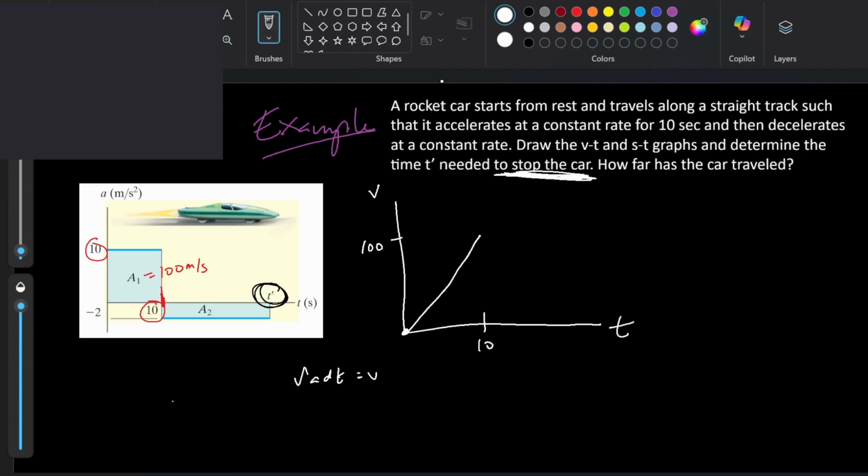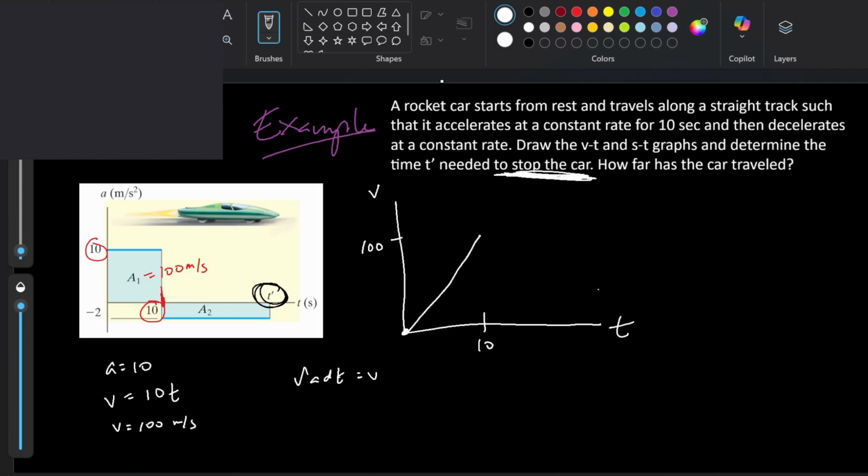Linear, because our acceleration was constant, gives us a linear velocity, right? If you think about this as an equation, you can think about it as acceleration equals 10. When you integrate that, you get a velocity of 10t. So when you plug in 10 seconds, you get a velocity of 100 meters per second. That's where these numbers are coming from.